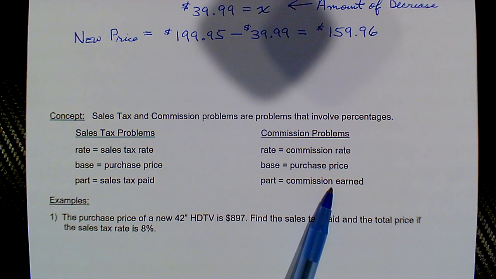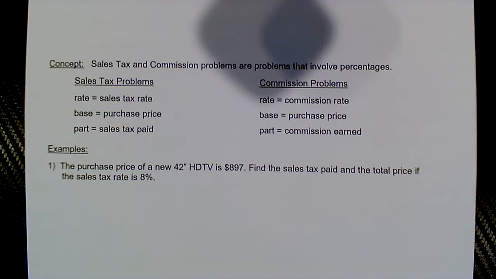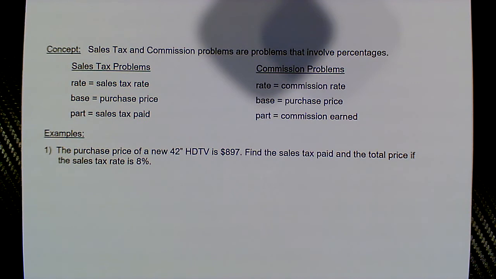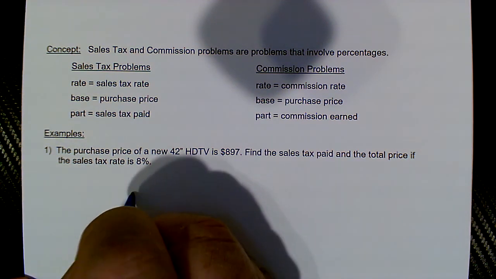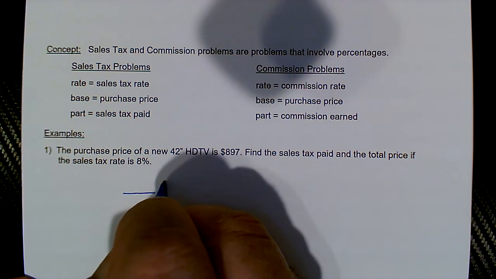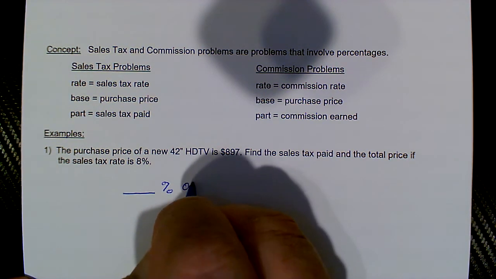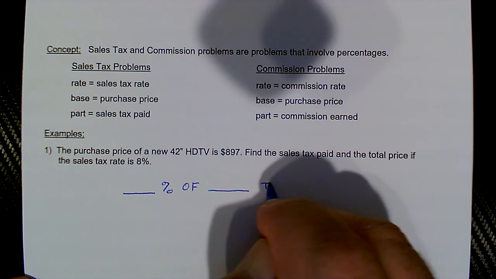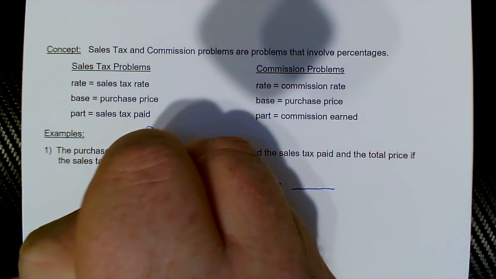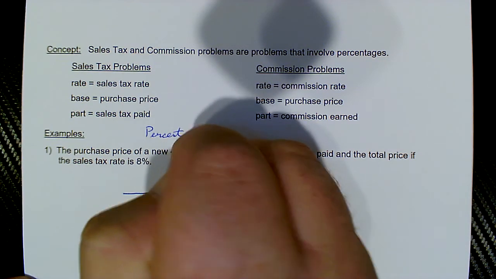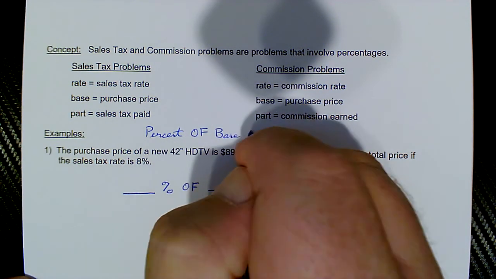So, as I did with the other application problems, I'm going to use the equation method. If you use the proportion method, that's fine. But I'm going to use the equation method, so recognizing this as a percent problem, we'll start with the blanket statement. Blank percent of blank is blank. And remember what that means. It means the percent of the base is the part.